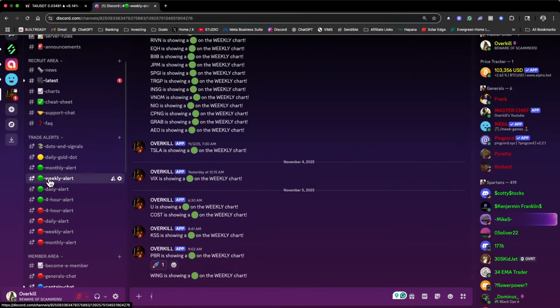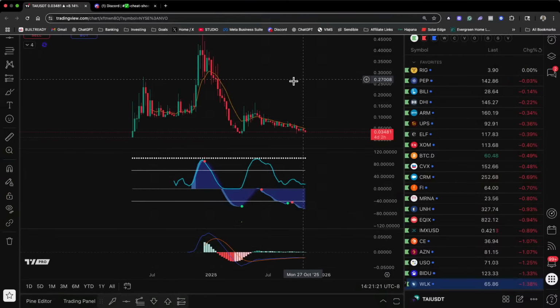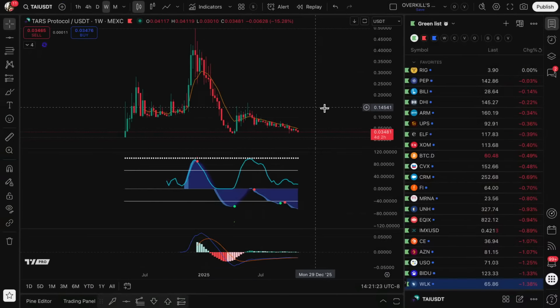But again, when everybody's screaming about it, when everyone's yelling about it, that's not the time to buy. The time to buy is when people are quiet, right? The stealth phase. Not a lot of stuff going on. Or obviously down here when everyone's panicking. So if you believe in TARS AI, I think 3 cents is a really good spot to buy it. But if you want confirmation, I would just wait for the weekly here.